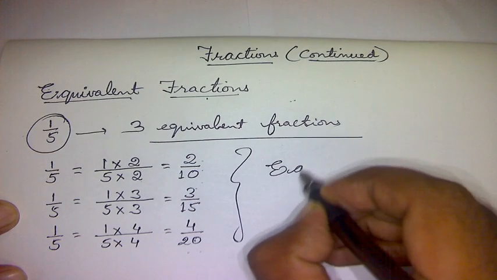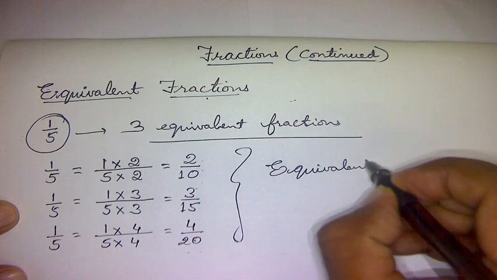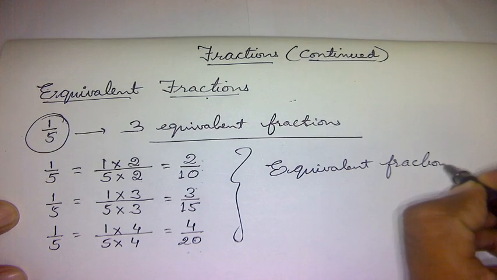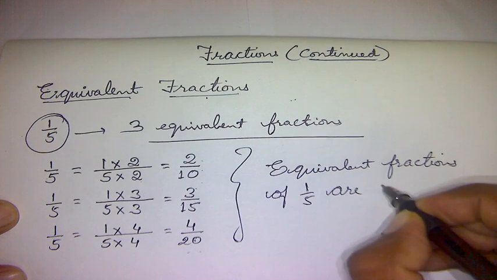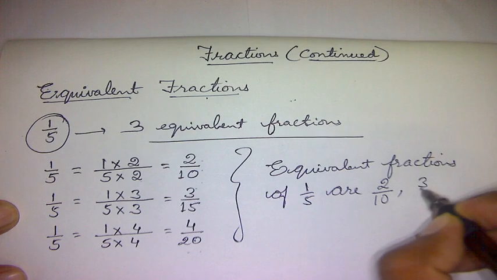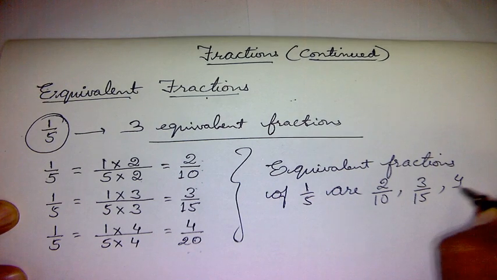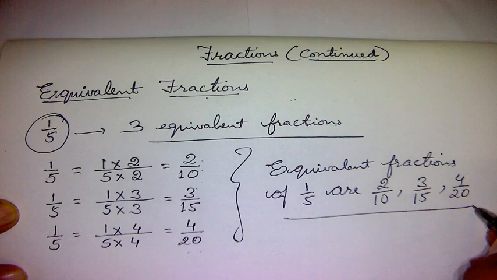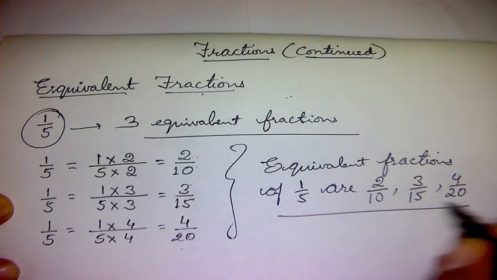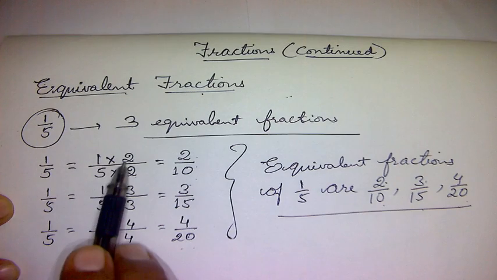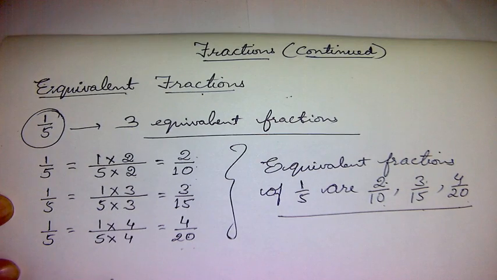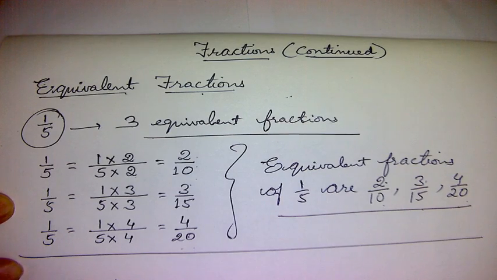So equivalent fractions of 1 upon 5 are 2 upon 10, 3 upon 15 and 4 upon 20. We had to find 3 equivalent fractions, so these are the 3: 2 upon 10, 3 upon 15 and 4 upon 20. It is not that you have to multiply by 2, 3, 4 in a series. You can multiply it by any number. So this is how you can find the equivalent fractions.